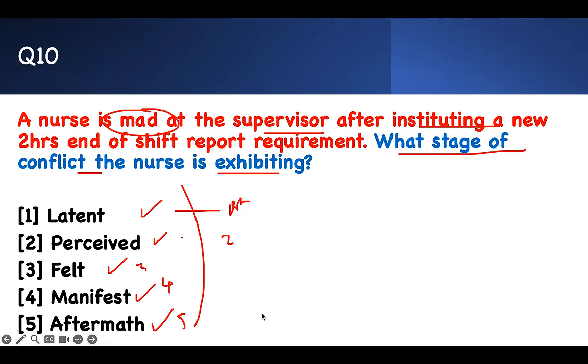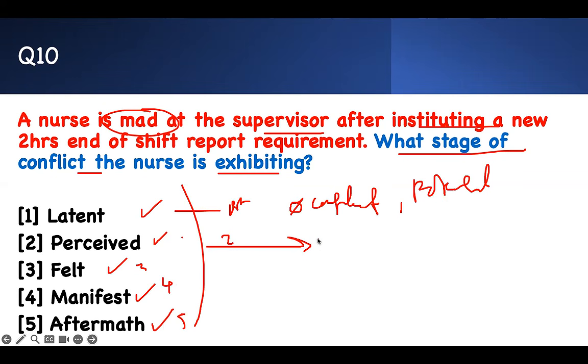You have to know the difference. What is latent? Latent means there is no conflict, but there is potential for conflict to come up. You have no conflict right now, but something has happened that is a potential for conflict to happen.